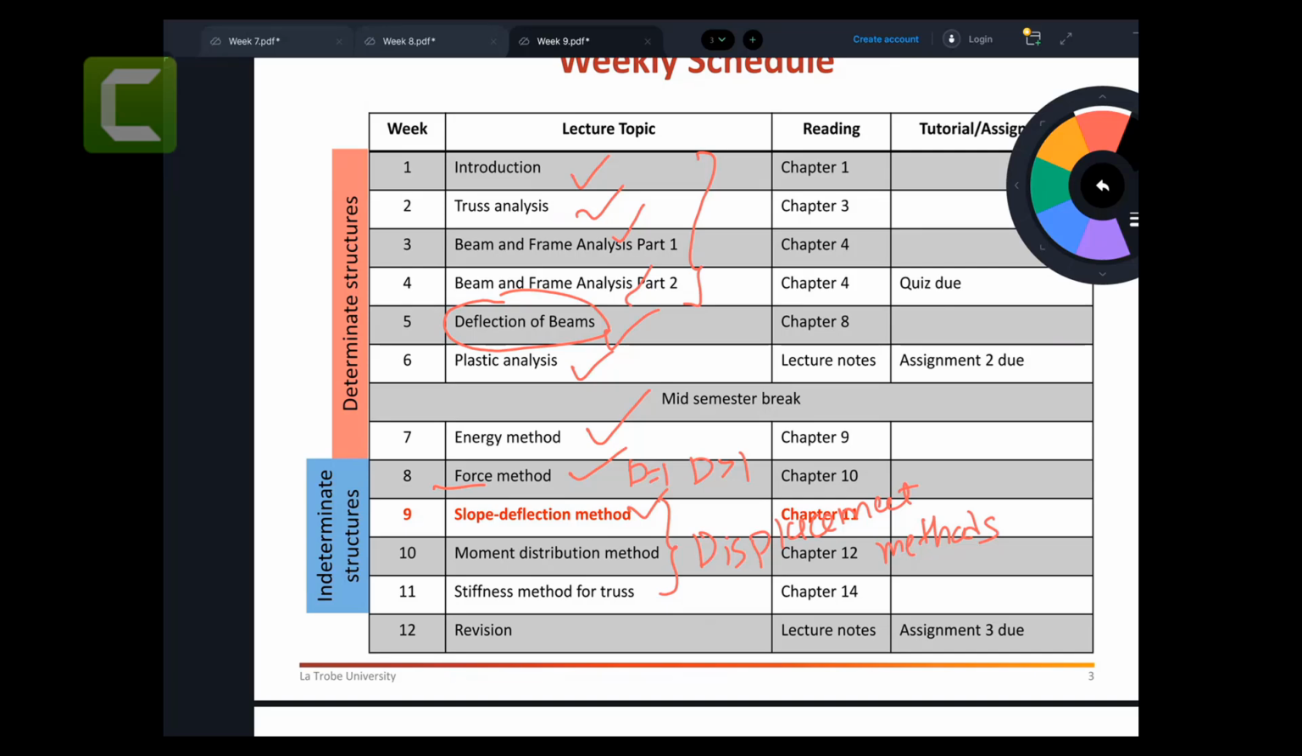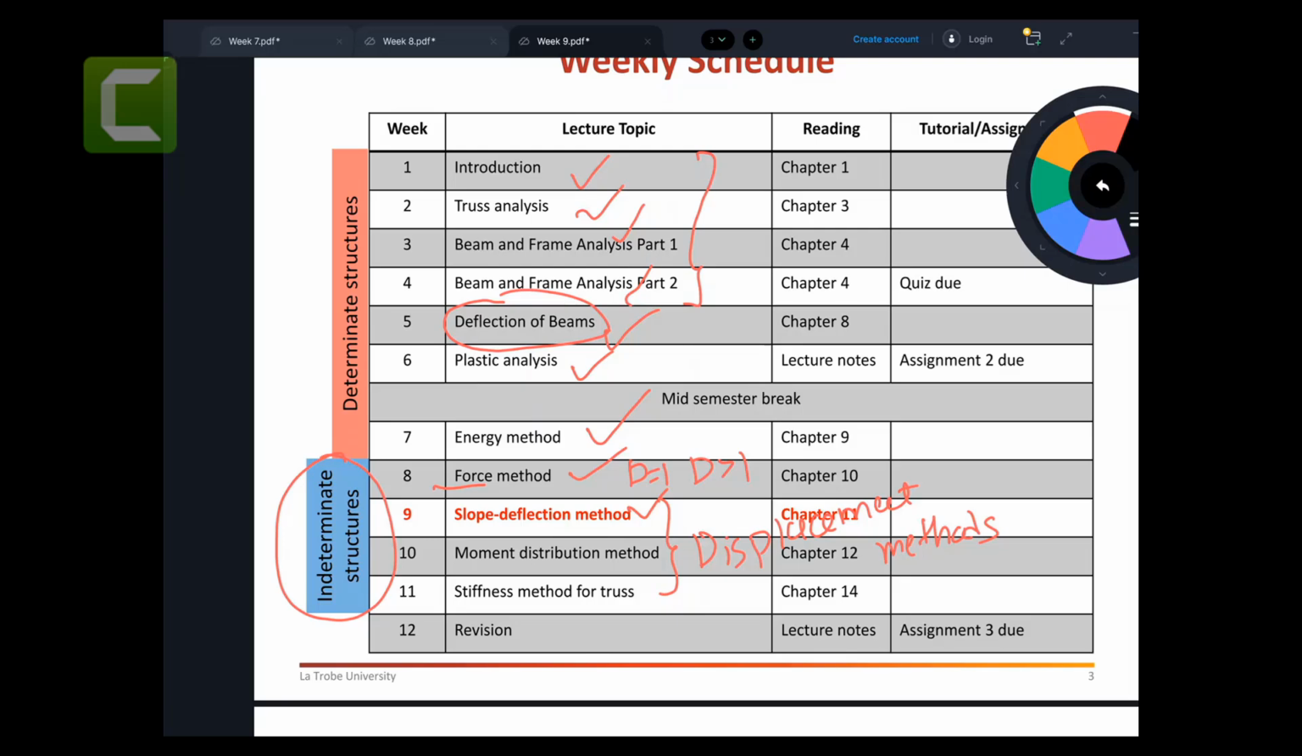The moment distribution method next week is also part of the displacement methods, and the stiffness method in the following week, week number 11, is also part of the displacement methods. Displacement methods are also used to solve indeterminate structures. They can be used for determinate structures as well, but I think you don't need it, because you can use static equilibrium to solve those. So those methods are again used for indeterminate structures, but they are more powerful than the force methods. How? I'm going to tell you.